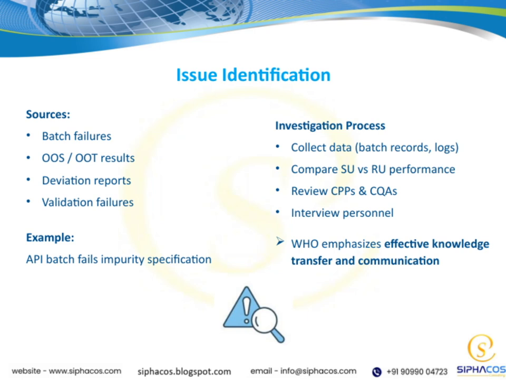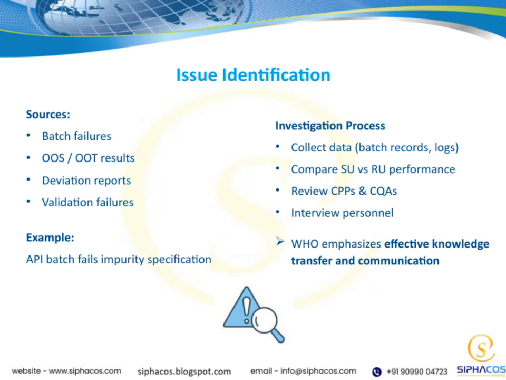After that, we review critical process parameters, or CPPs, and critical quality attributes, or CQAs. This step ensures we understand which process variables are influencing product quality. We also interview personnel involved in the process, because their insights and first-hand knowledge are invaluable. It's important to remember that the World Health Organization emphasizes effective knowledge transfer and communication during this process. Clear communication helps us identify issues more efficiently.